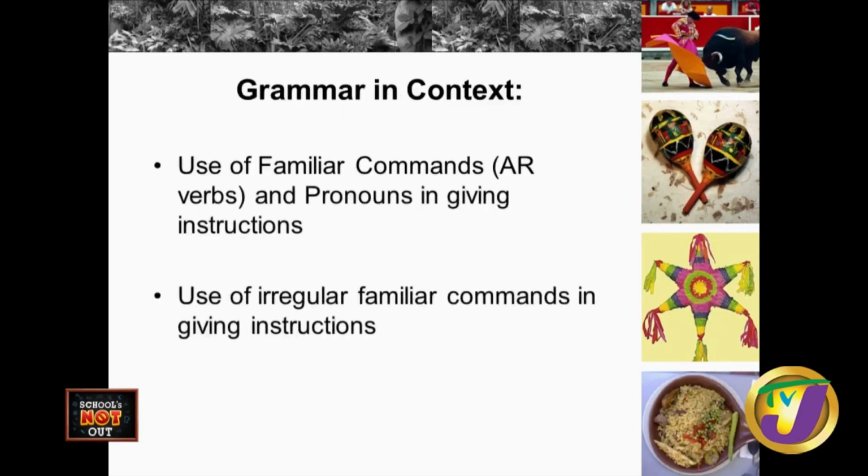Now Yaliet will be telling us about the grammar in context. Yes, in terms of grammar in context, you are going to use familiar commands, AR verb, and pronouns in giving instructions. Also, you are going to use irregular familiar commands in giving instructions. That way you will be able to use it during a conversation.